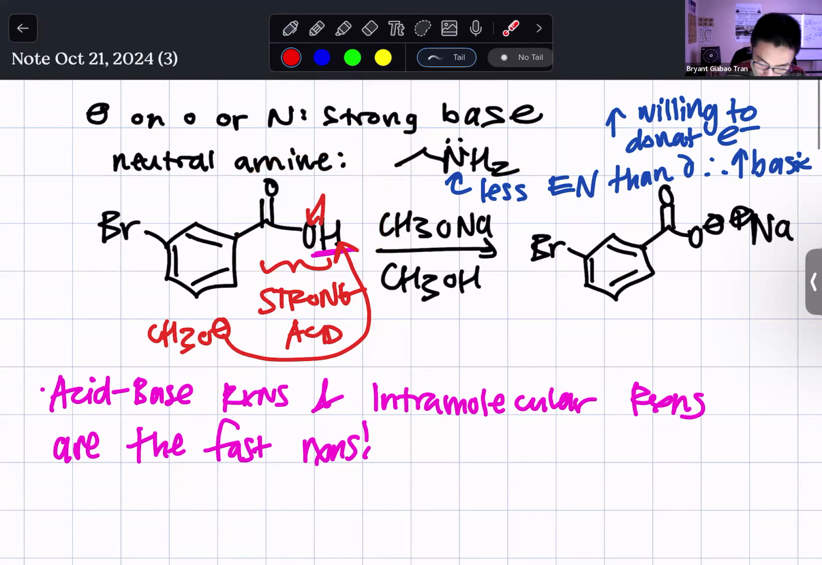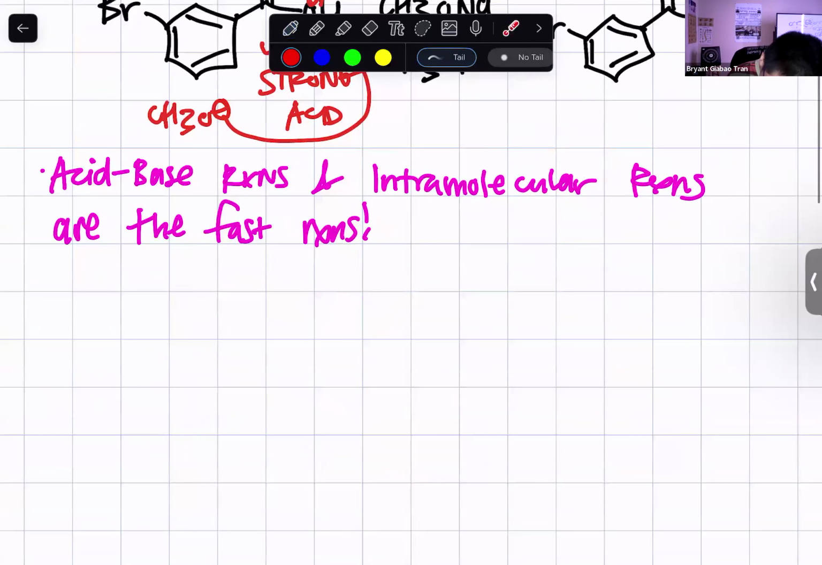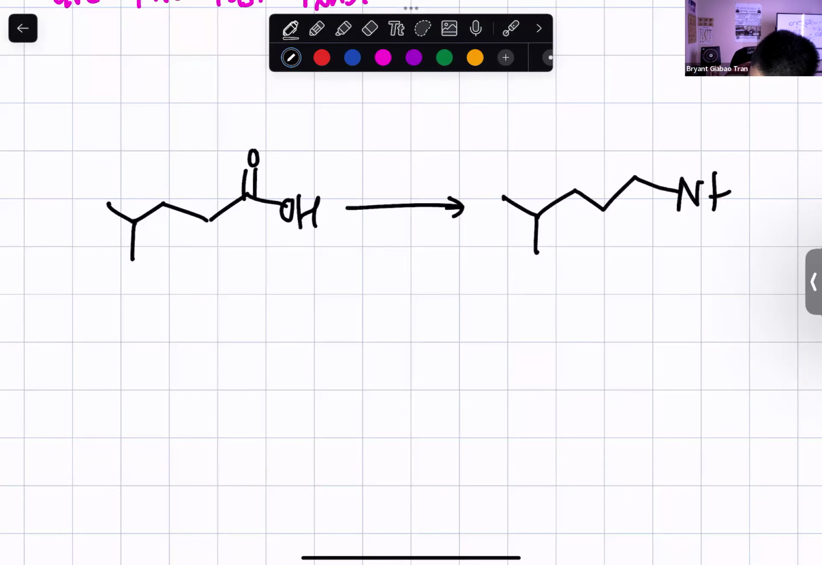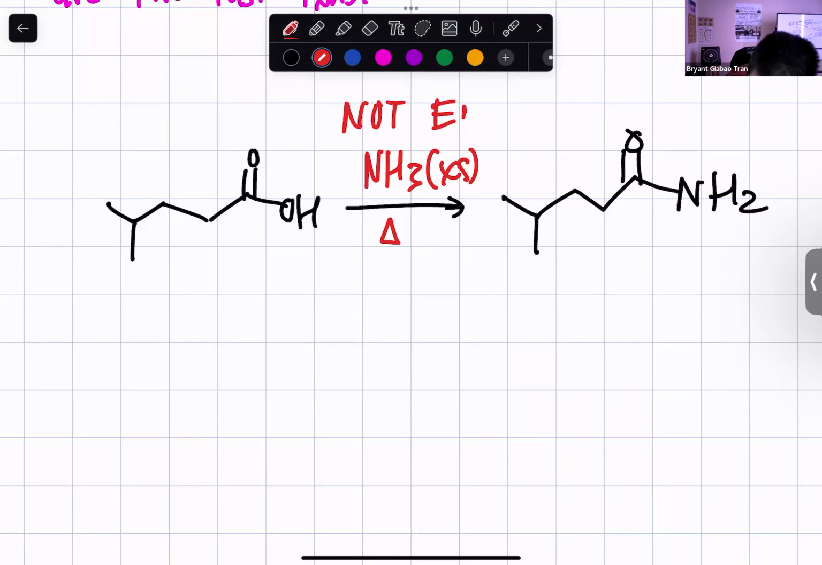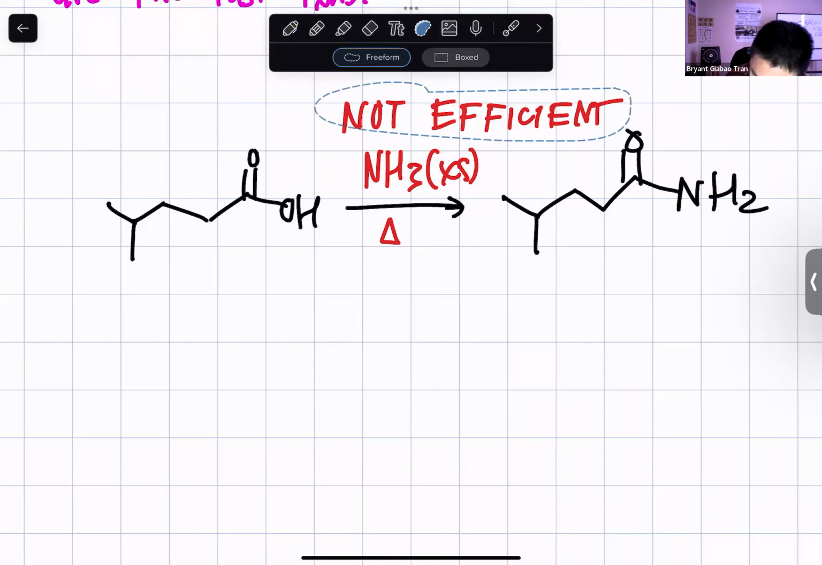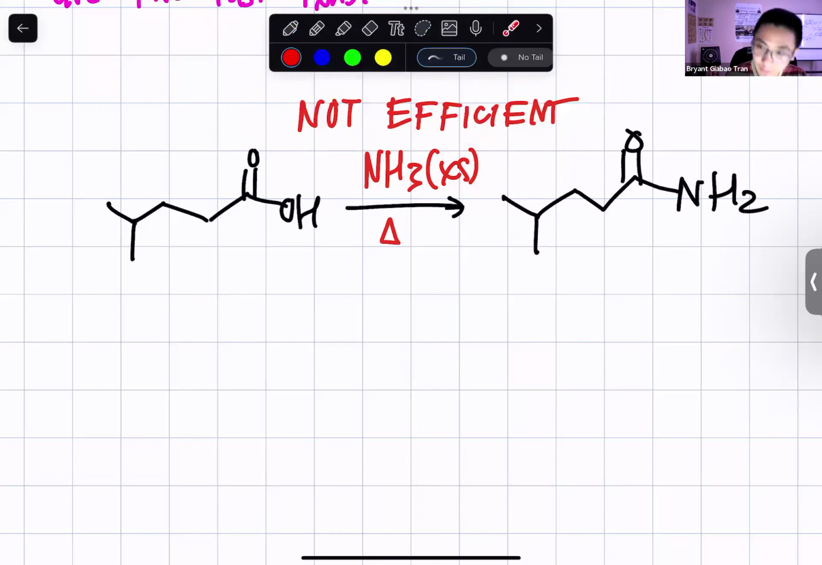Can you guys think of any efficient way that we can use to convert a carboxylic acid into, let's say, this amide right here, right? If we did NH3 excess in heat, this is not efficient. There is a more efficient way, but it's going to require 2 steps, right? Think about the reactivity of these derivatives. How can we create the most reactive derivative here?